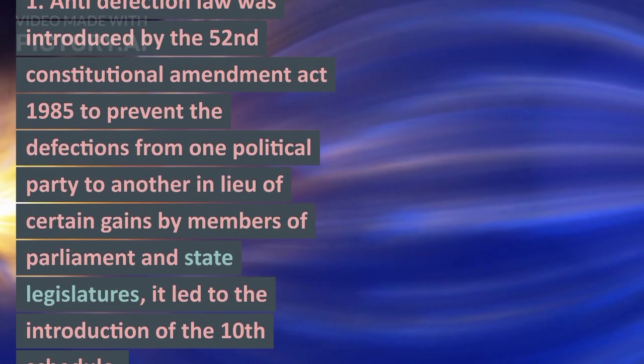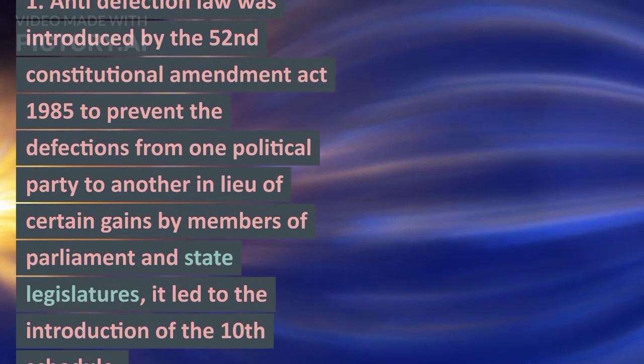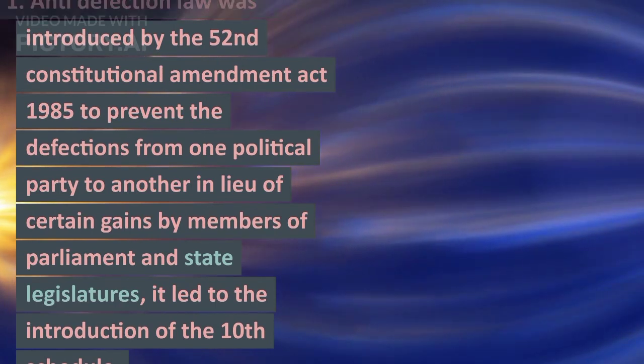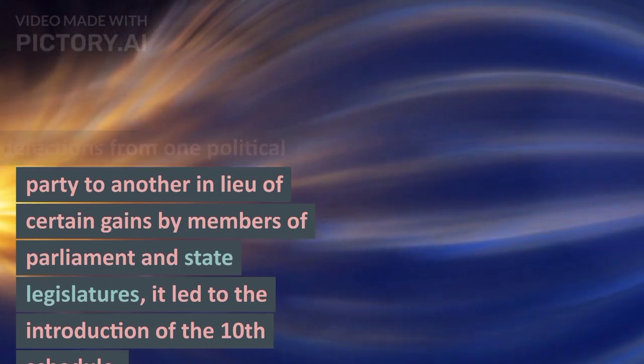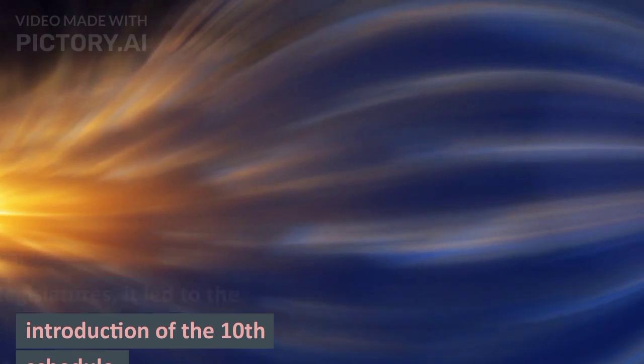10th Schedule. 1. Anti-defection law was introduced by the 52nd Constitutional Amendment Act 1985 to prevent the defections from one political party to another in lieu of certain gains by members of parliament and state legislatures. It led to the introduction of the 10th schedule. 2. It was further refined by the 91st Constitutional Amendment Act 2003.